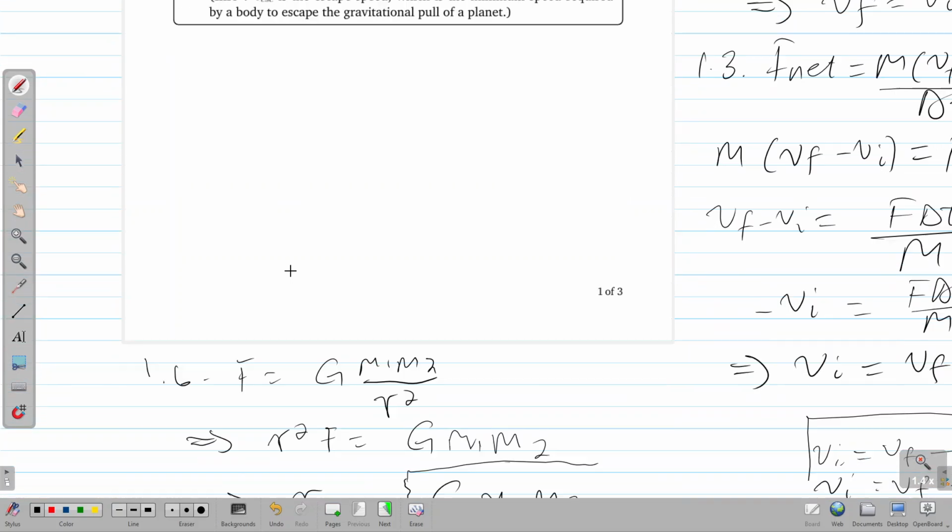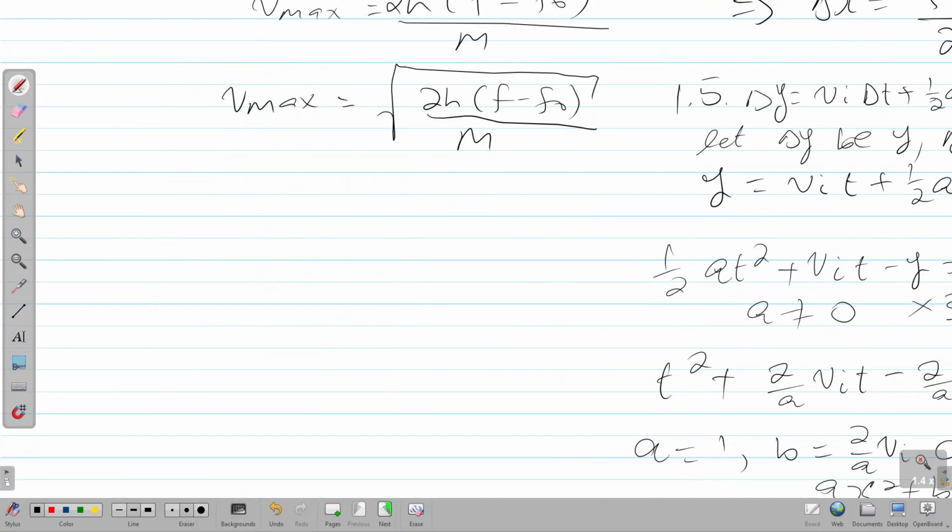So then let's solve for v escape. So the equation for 1.8 is that we have half mass v escape squared minus G mass m over r is equal to 0, and this small m is the mass of an object, and this is the same mass here, and then the big M is the mass of the planet.